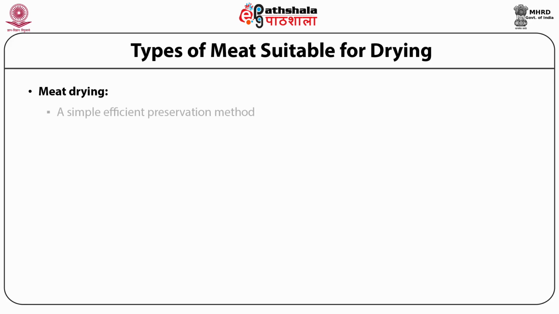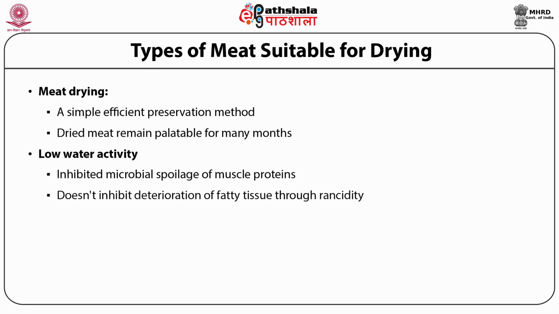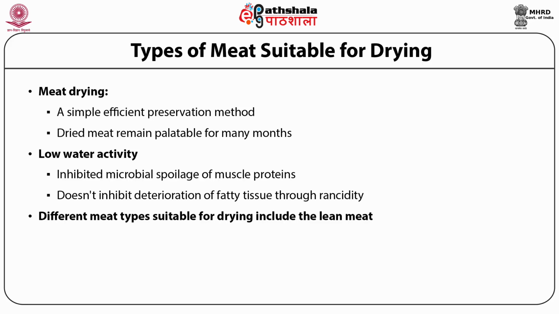Meat drying is a simple but efficient food preservation activity. Dried meat can be stored under ambient temperatures for many months. Due to the lower water content, microbial spoilage of the muscle proteins can be safely prevented. However, deterioration of the adhering fatty tissue through rancidity can't be stopped. It's therefore advisable to use lean meat only.